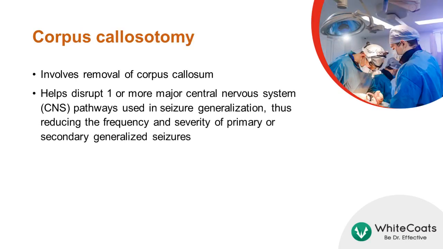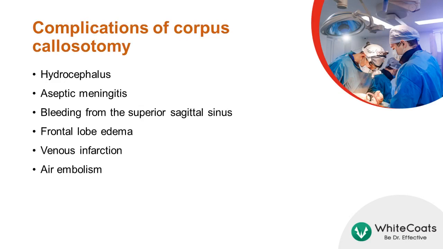Corpus callosotomy involves removal of corpus callosum, and helps disrupt one or more major central nervous system pathways used in seizure generalization, thus reducing the frequency and severity of primary or secondary generalized seizures. The complications of corpus callosotomy are listed here.